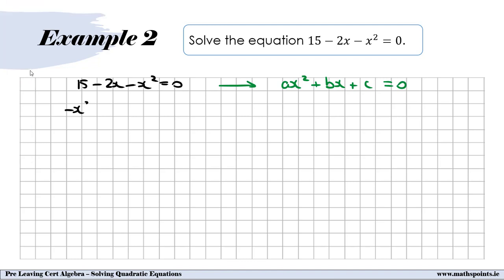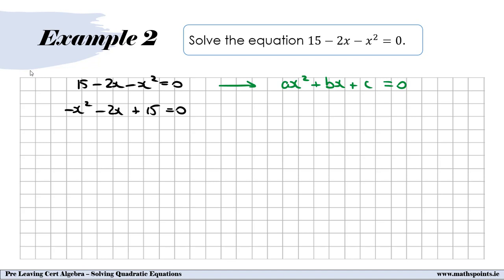So I have minus x squared minus 2x plus 15 equals 0. I haven't changed the quadratic equation, I've just moved it around to put it in the format that I prefer. The other thing I'd like is I prefer when factorizing that it would start with a positive term. So we have a minus x squared. I would prefer that that was a plus x squared.